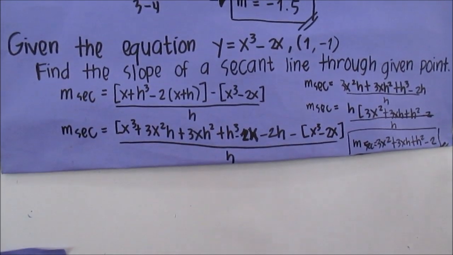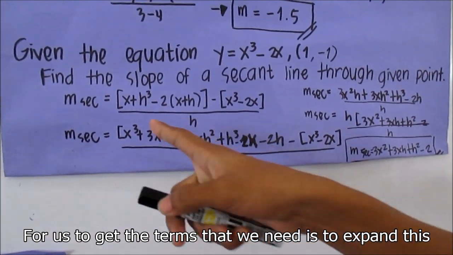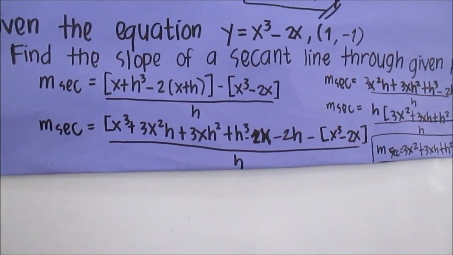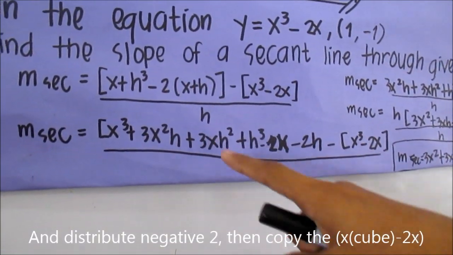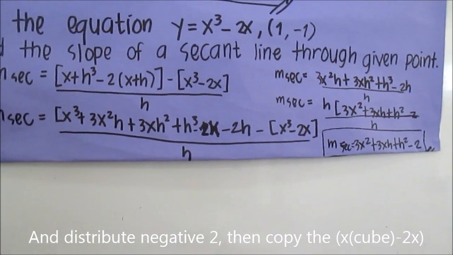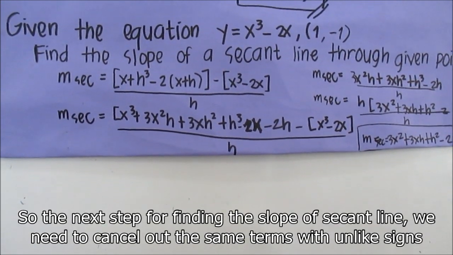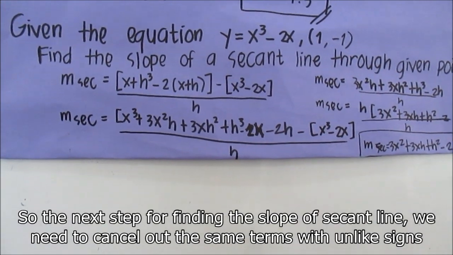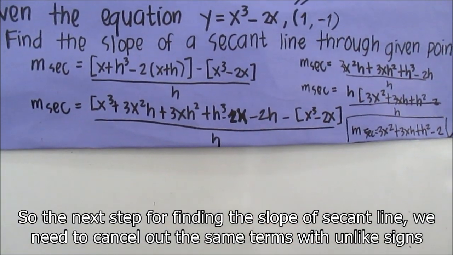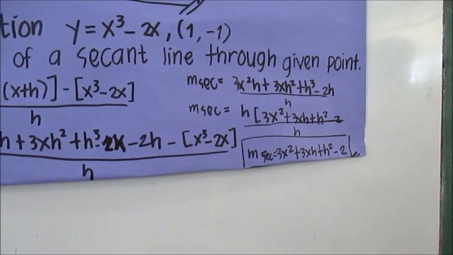So for us to get the terms that we need, we need to expand these terms. So these are the answers. And distribute the negative to this. And then copy these terms. So the next step for finding the slope of the secant line is we need to cancel out the same terms with unlike signs.